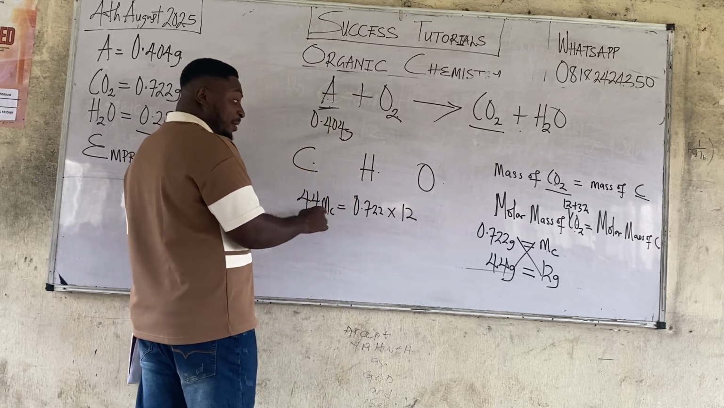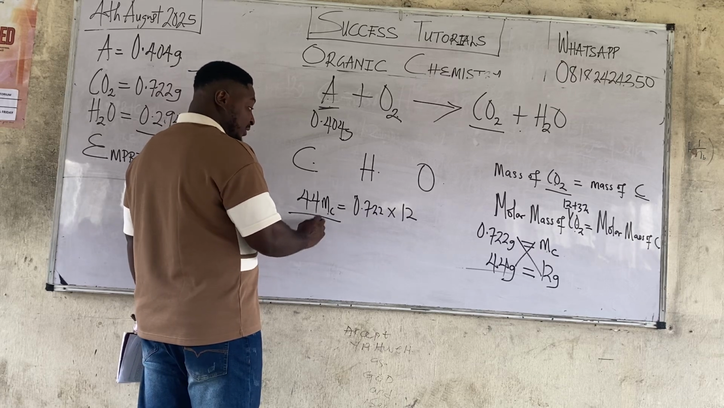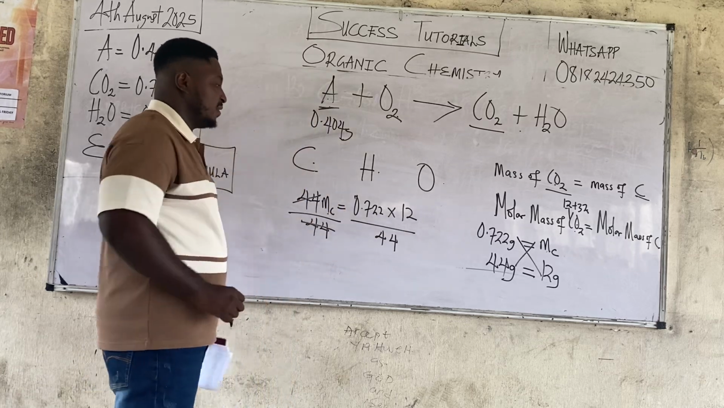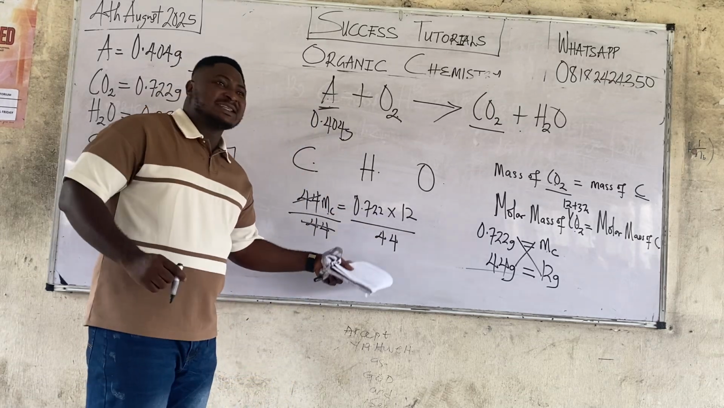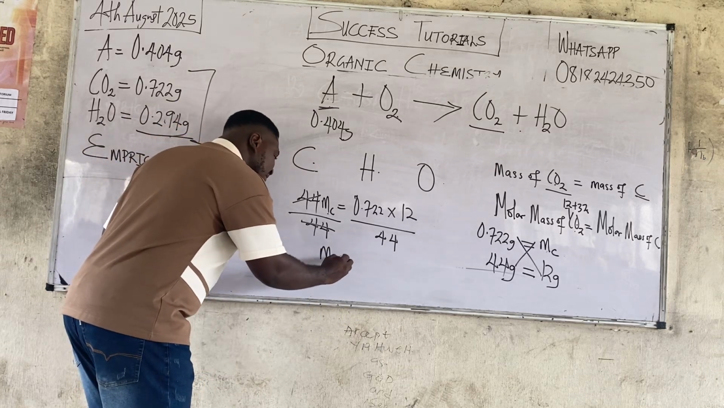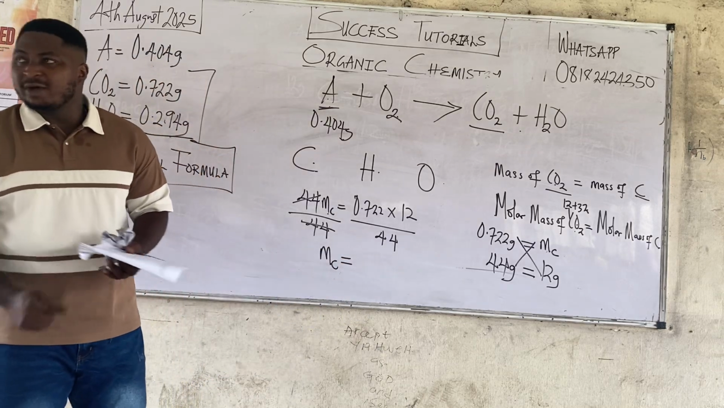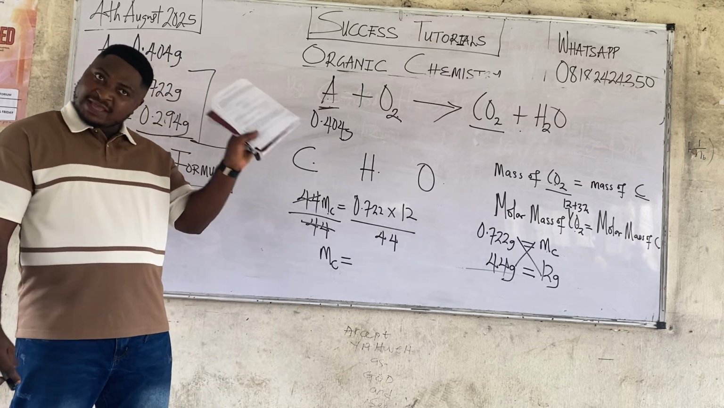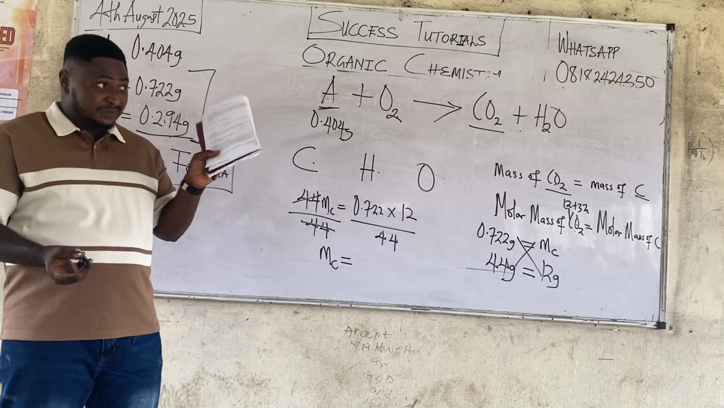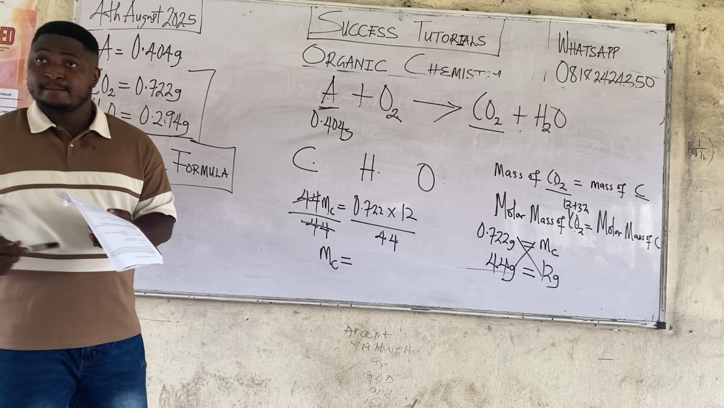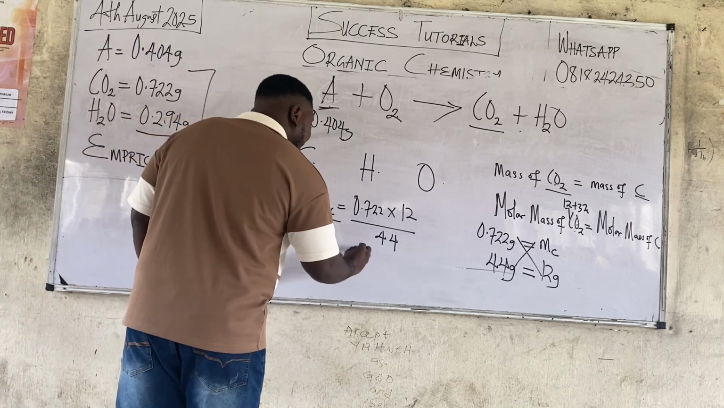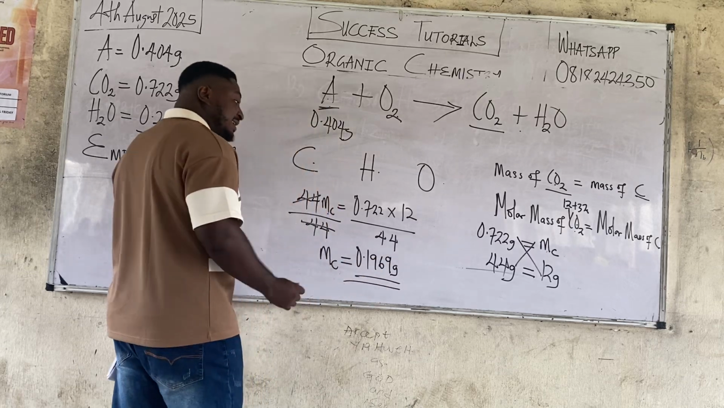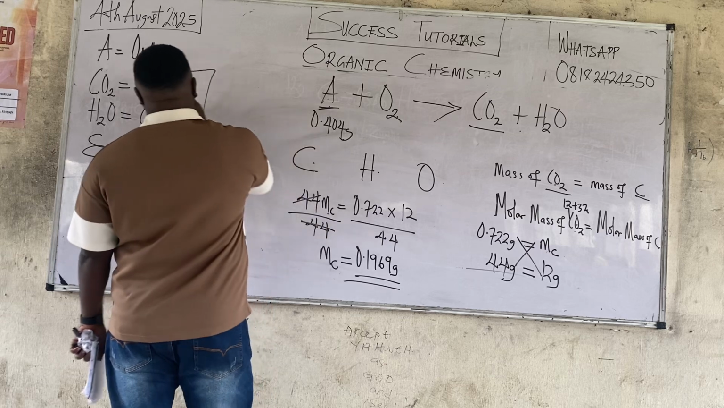Now, to make MC the subject of the formula, divide both sides by 44. Whatever final answer we get here will be the mass of carbon in the organic compound. 0.722 multiplied by 12 divided by 44. The only thing I'm doing is from your textbook. I took the question from your textbook. What's the answer? The mass of carbon in the organic compound is 0.1969 grams. Let's approximate this 9 to 7.